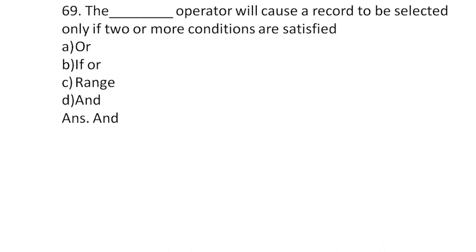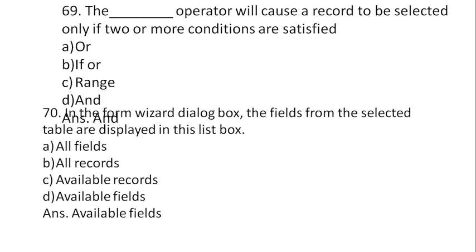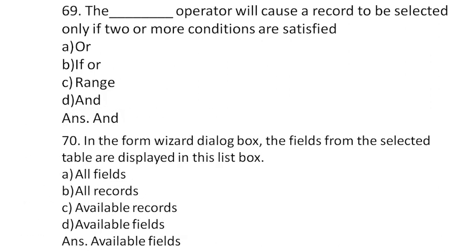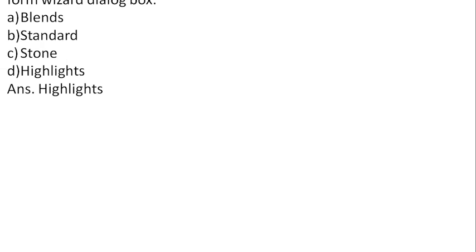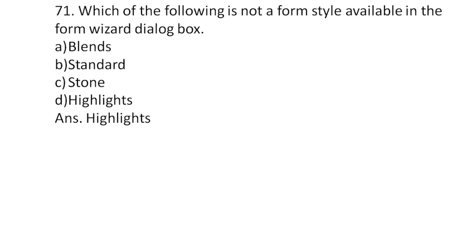Next, the dash operator will cause a record to be selected only if two or more conditions are satisfied, answer bolche and. Next, in the form of wizard dialog box, the fields from the selected table are displayed in this list box, answer holo available fields. Next, which of the following is not a from style available in the from wizard dialog box, answer holo highlights.